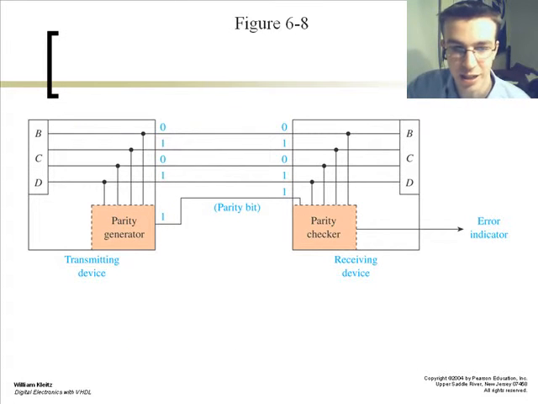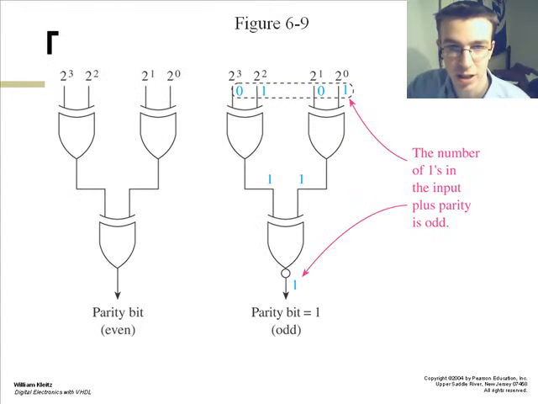As shown here, you have your 4-bit going through a parity generator, which generates a 1 parity bit. It jumps into the parity checker, and it checks the value to be correct and sees if there's any error indicated on it from the transmitting device to the receiving device.